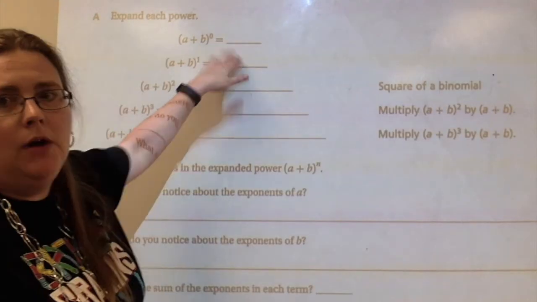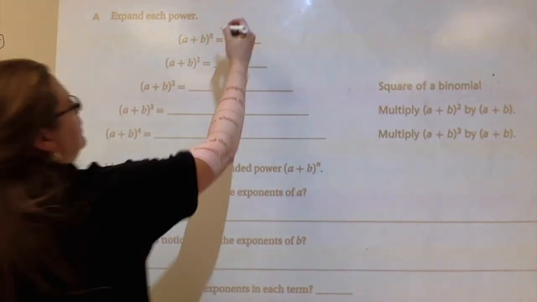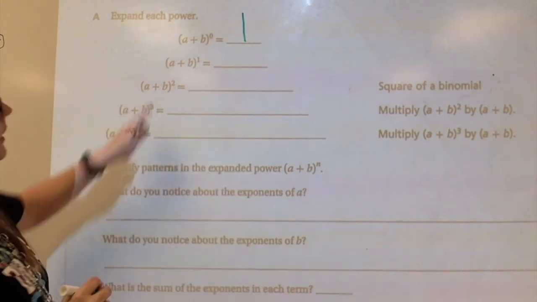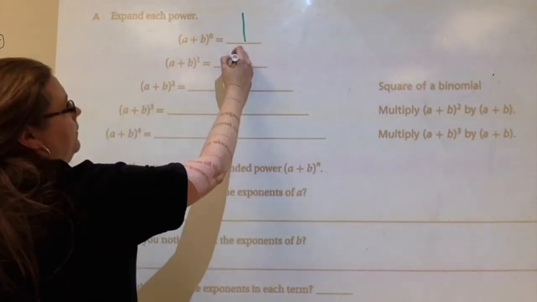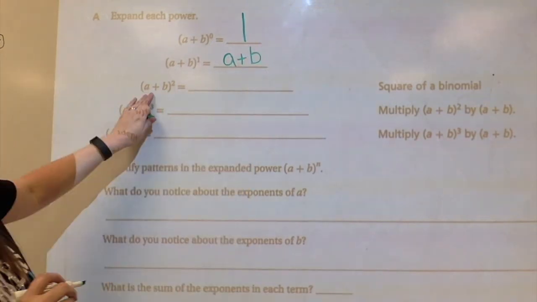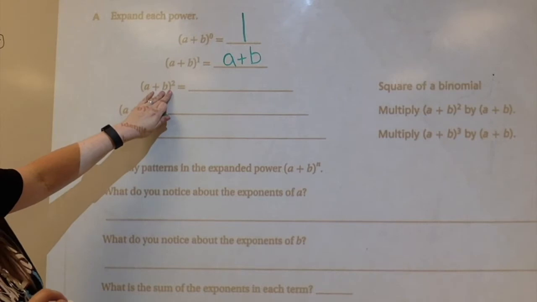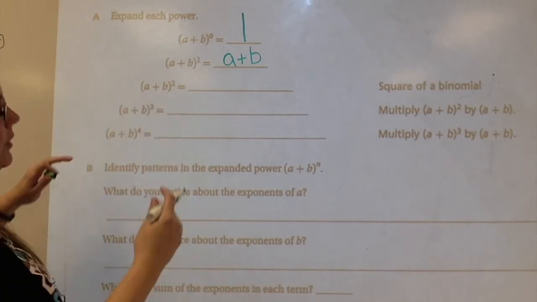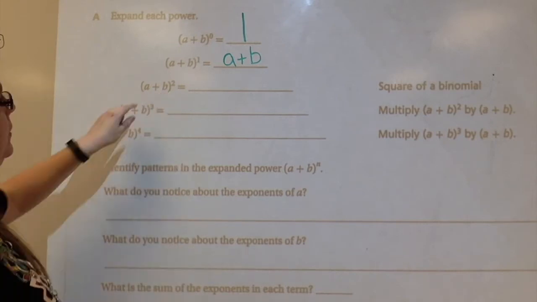Anything to the 0 power, hopefully you remember, is 1. Anything to the first power is itself, so these first couple are pretty easy. Now, a plus b quantity squared. You can write out the two binomials, a plus b times a plus b, but hopefully you remember.